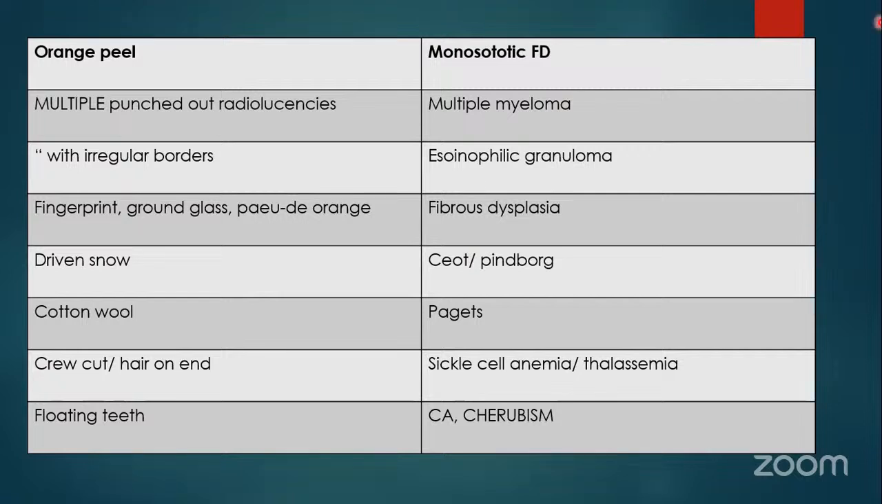Orange peel appearance is seen in monostotic fibrous dysplasia. Multiple punched out radiolucencies are seen in multiple myeloma, and multiple punched out radiolucencies with irregular borders in eosinophilic granuloma. Fingerprint, ground glass appearance and peau d'orange appearance are characteristic of fibrous dysplasia in general, not monostotic. Then comes the driven snow appearance in CEOT or Pindborg tumor. Cotton wool appearance in Paget's disease. Crew cut or hair-on-end appearance in sickle cell anemia or thalassemia. So these are the differential diagnosis of crew cut or hair-on-end appearance.